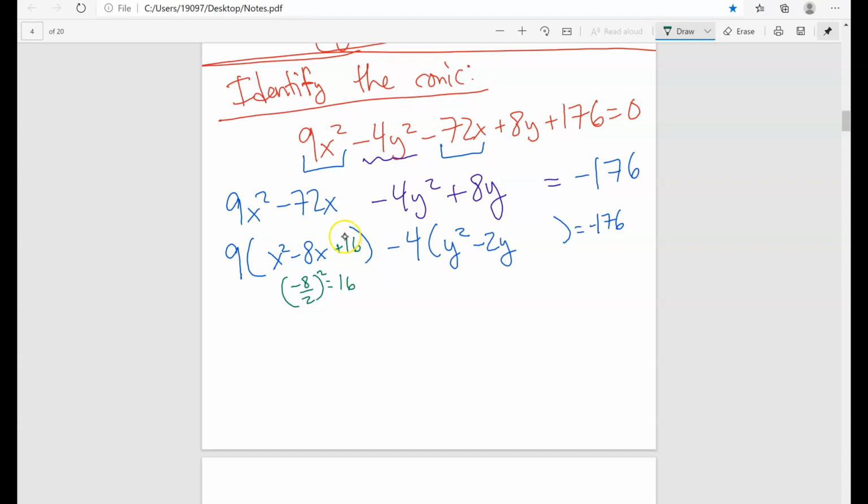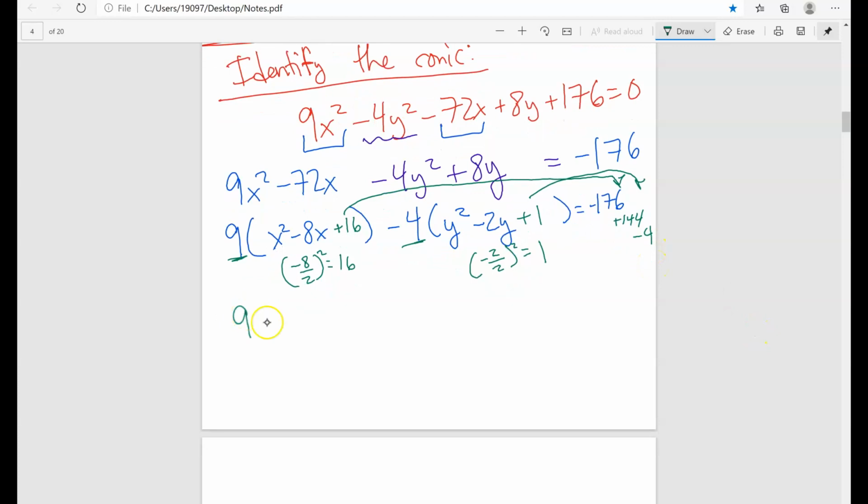But that's not done because I got to add 16 to the other side. But right before I add it, notice that you have a 9 there. So what that means is that you have to multiply that guy by a 9. 9 times 16 is going to give me 144. Okay, so I'm going to put the 144 over there. So plus 144. And then here I'm going to take this negative 2 divided by 2 and square it. That's just going to give me 1. So I'm going to add 1 over here. But right before I move it over, I'm going to multiply this by a negative 4. So that's going to give me a negative 4 over here.